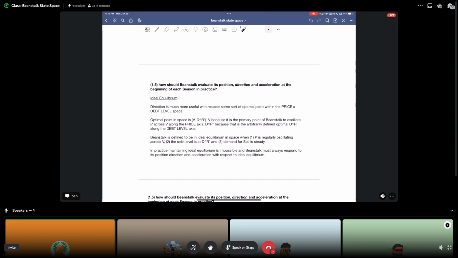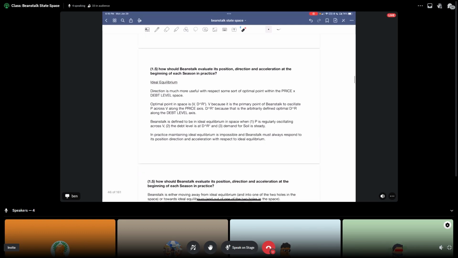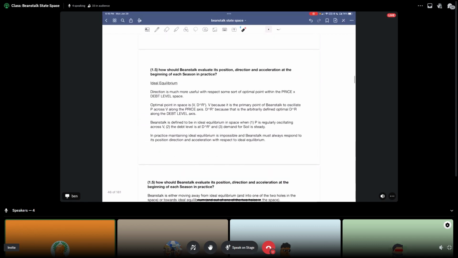So minting beans, it's always a quick response to price when the price is too high. But can Beanstalk actually affect the market by borrowing from the market? So can Beanstalk actually affect price by borrowing from the market? So that's the main indicator for Beanstalk's ability to apply force as needed to the system. And so that's the other indicator here. And so what Beanstalk is doing in order to try to get to ideal equilibrium, which again is price oscillating across V, debt level oscillating across DR star, and demand for soil being steady.